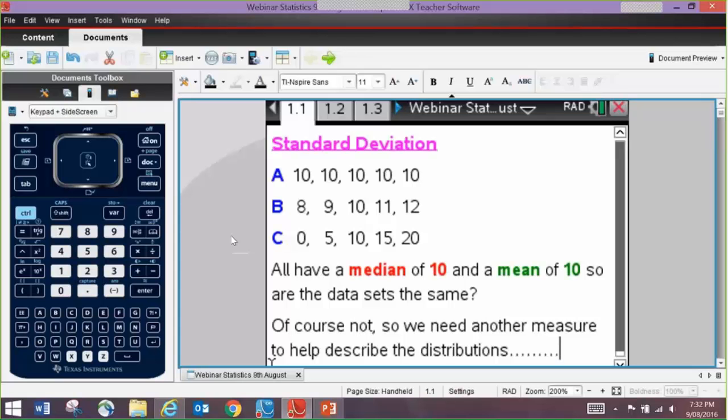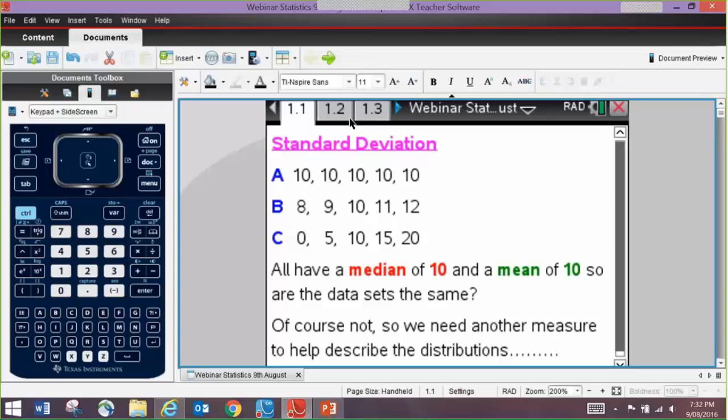So I start with a very simple data set here. In fact, I've got 3 data sets, all centred around 10: all 10s; 8, 9, 10, 11, 12; and 0, 5, 10, 15, and 20. So immediately the students can see that the median is 10 and the mean is also 10. So you can have the conversation, well, if they have the same measures of centre, then surely they're the same distributions, but of course they're not. So how do we describe the differences?